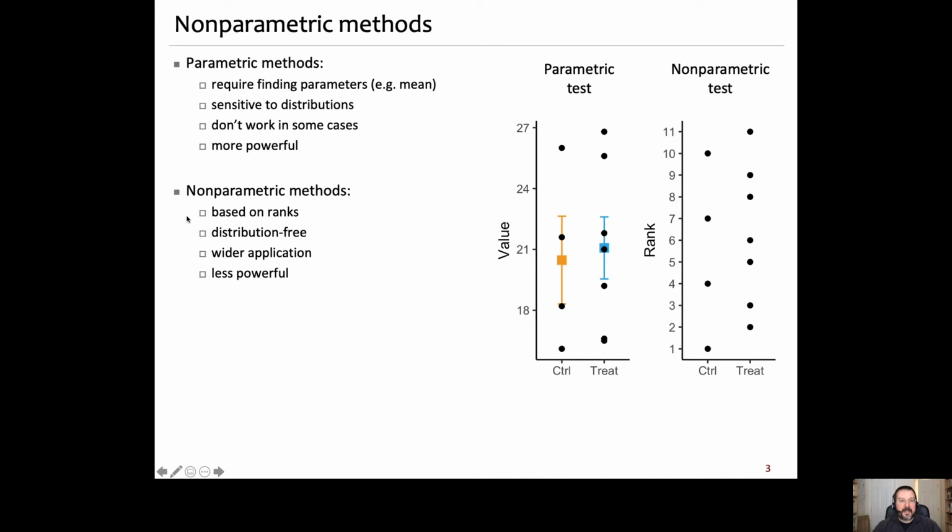Non-parametric methods, on the other hand, are based on ranks. The figure on the right shows you the same data as on the left, but instead of values, we show ranks. We pool all the data together and order it from the smallest to the largest. Non-parametric methods are distribution-free, they don't care how your data are distributed, and they have wider applications, but again, they are less powerful.